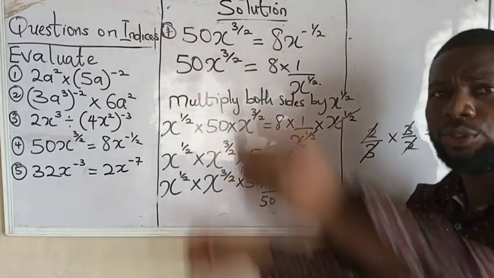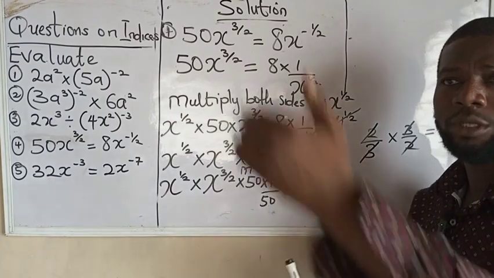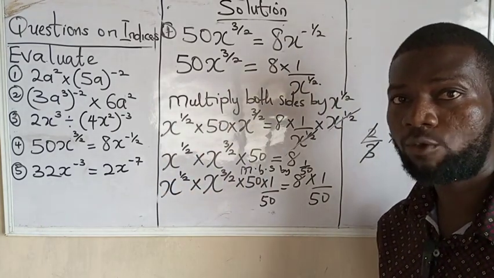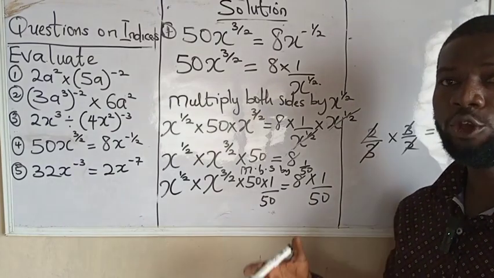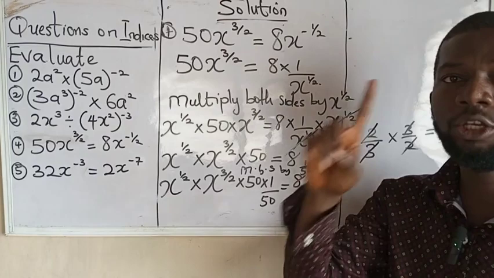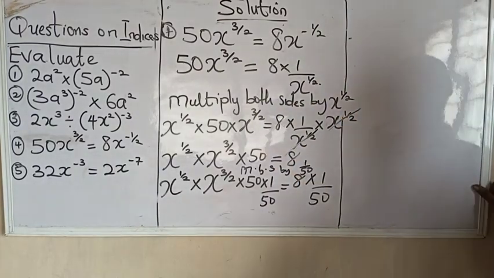Reciprocal means the opposite. So if I say, what is the reciprocal of 2 over 1? It is 1 over 2. What is the reciprocal of 1 over 2? 2 over 1. When you multiply a number with its reciprocal, it will definitely give you 1. Let's not forget that. So from here, what am I going to do?